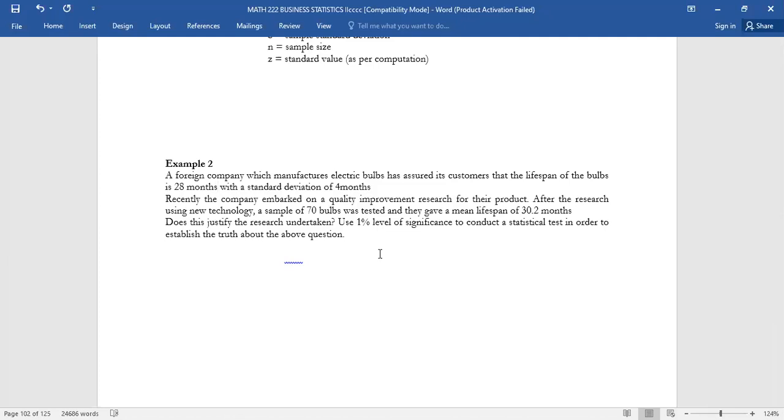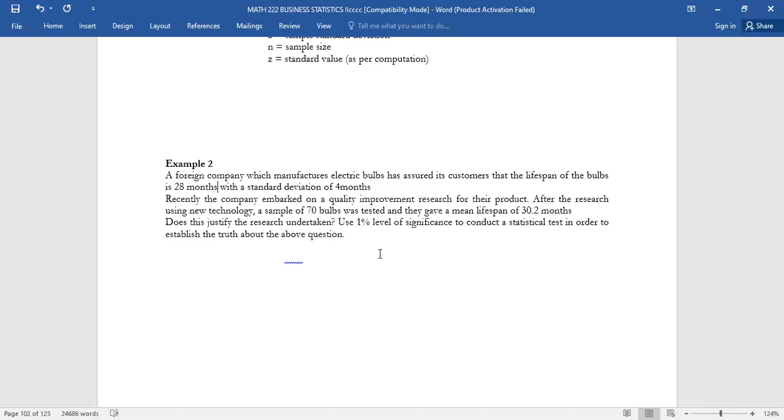Now you've told us that the mean lifespan of the bulb is 28, isn't it? So it cannot again be 30.2. It can only be greater or less than. You've already hypothesized that the lifespan of the bulb is 28 months. So what will be the alternative? Now we've been told after research, the new technology shows that 70 bulbs were tested and they gave a mean lifespan of 30.2. What does this depict? It depicts that it's greater than, isn't it? Yes, greater than. So our alternative hypothesis will be the mean lifespan of the bulb is greater than 28.